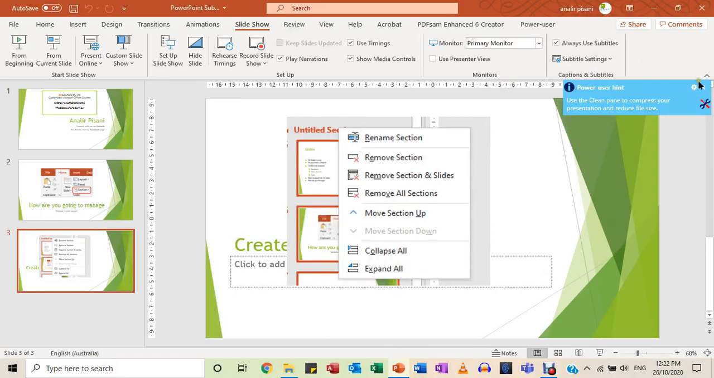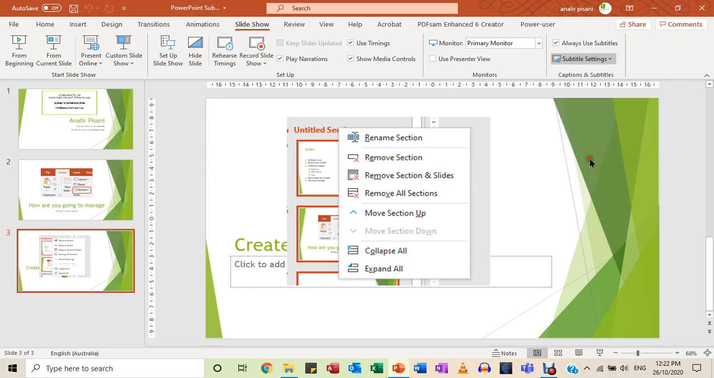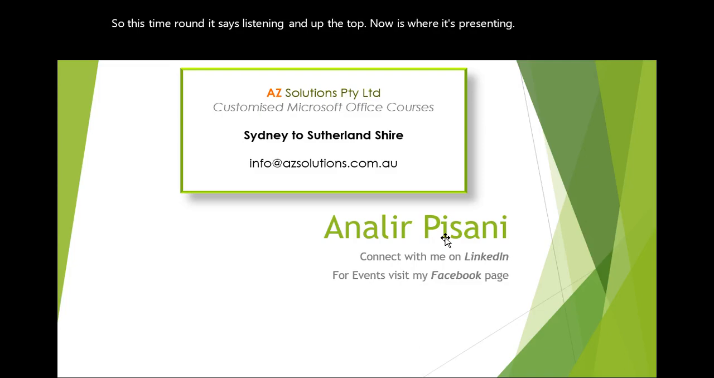Now from the top right hand corner here under subtitle settings, you can choose to position it at the bottom or at the top. Now I'm going to go at the top. You do have overlay or above the slide, so you can choose. Now I'm going to run it again so that you can see it. So this time round it says listening, and up the top now is where it's presenting. Let's take a look at this a little further.